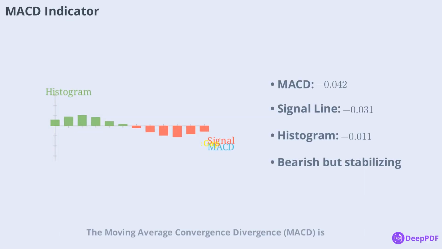The Moving Average Convergence Divergence, MACD, is a momentum indicator that helps identify trend changes. For SNGX, the MACD value is negative, with the signal line at -0.031 and a negative histogram. These negative values suggest bearish momentum, but the small difference between the MACD and signal line indicates that the trend could be stabilizing. Watching for a crossover can provide early signals of a trend reversal.